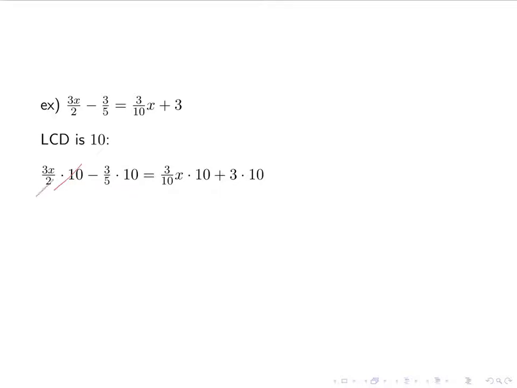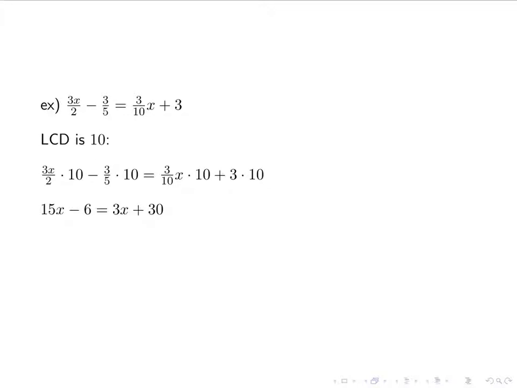10 divided by 2 is 5. 10 divided by 5 is 2. 10 divided by 10 is 1. And then the last term doesn't have a denominator, so it's just going to be 3 times 10. Okay. So now we multiply 3x by 5, multiply 3 by 2, 3x by 1, 3 by 10. So we have 15x minus 6 equals 3x plus 30.